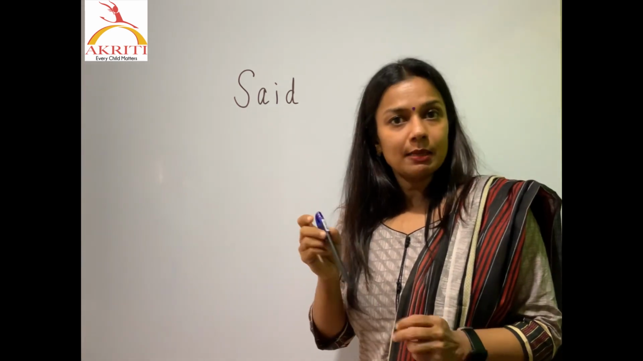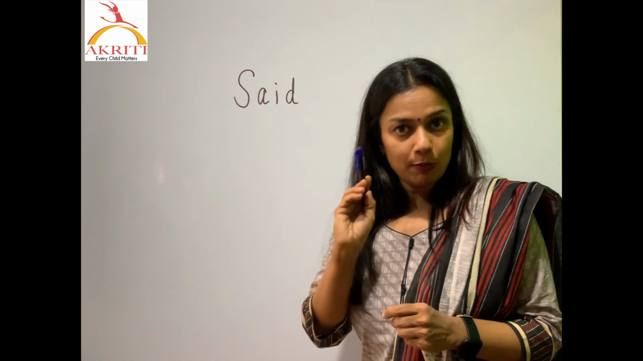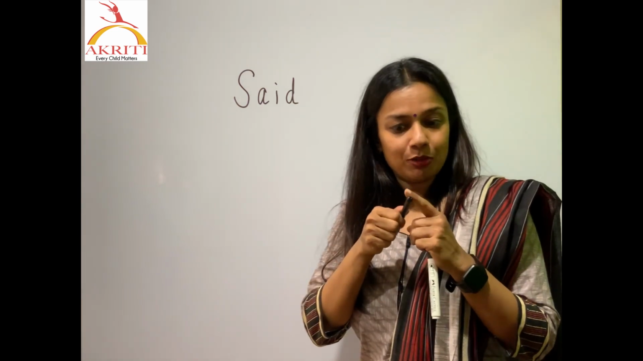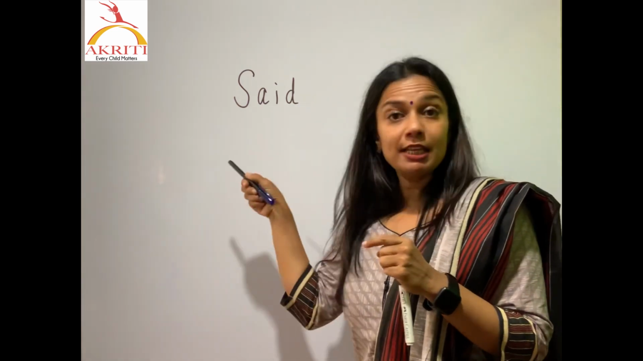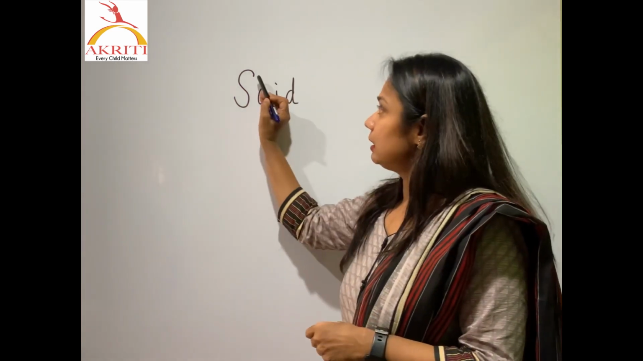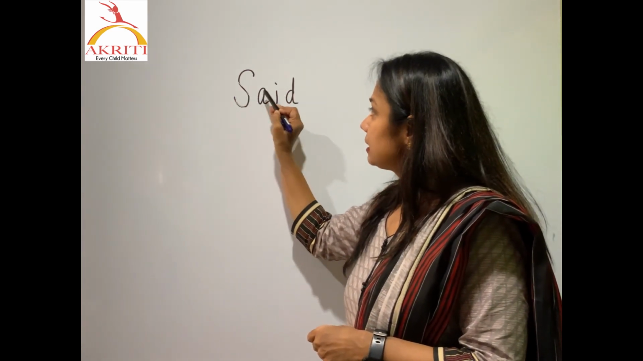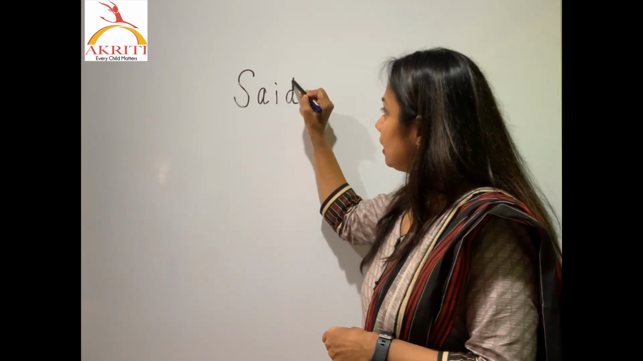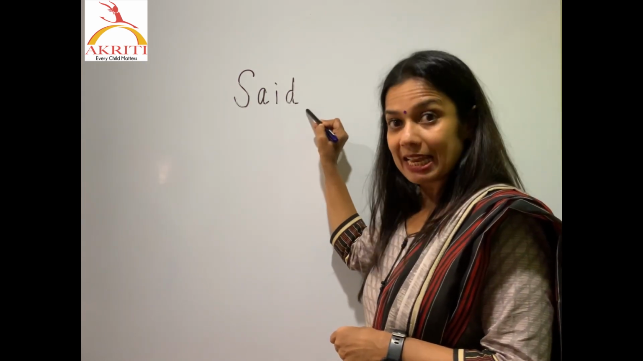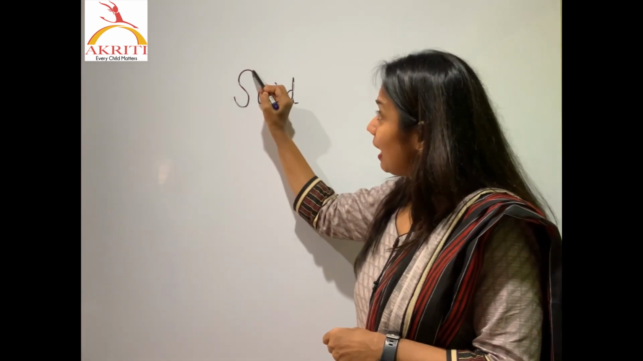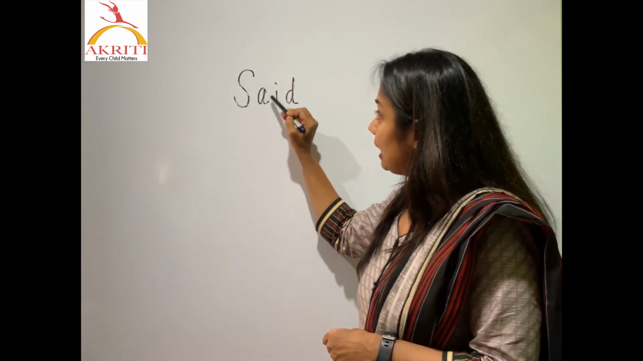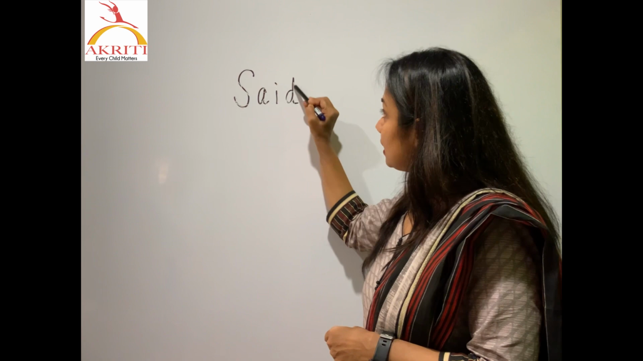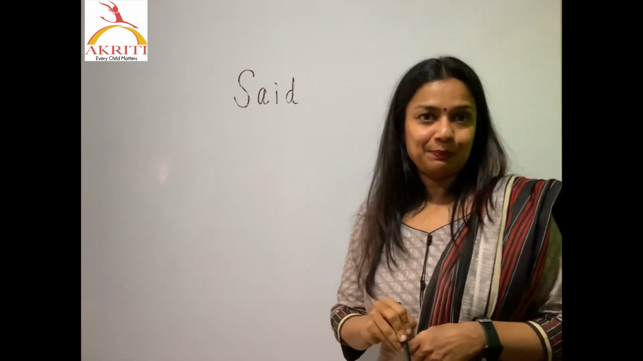The third time, the child is made to trace on the word. So what you can ask them to do is, if they have a pencil or a pen, take the back of the pencil or the pen and then trace over the word like this. S, A, I, D, said. One more time. S, A, I, D, said.